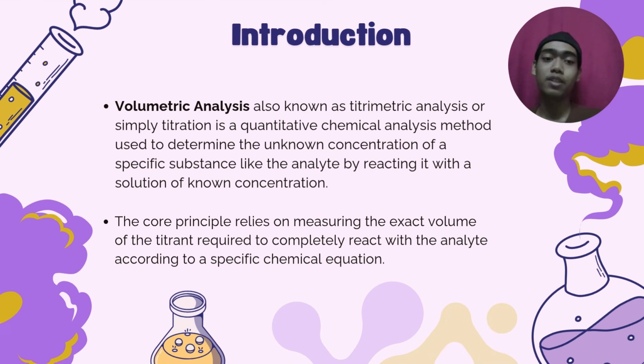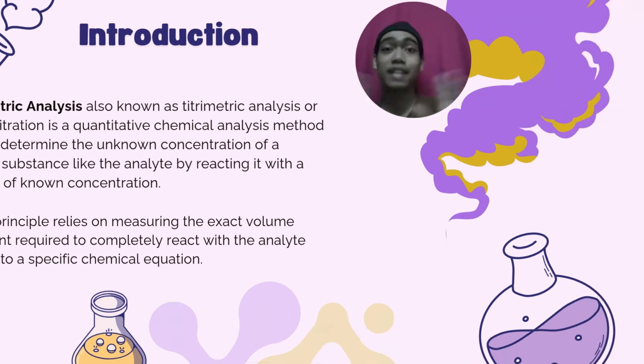Hi, I'm Afi. In this video, we will explain volumetric analysis. For the introduction, volumetric analysis, also known as titrimetric analysis or simply titration, is a quantitative chemical analysis method used to determine the unknown concentration of a specific substance by reacting it with a solution of known concentration. The core principle relies on measuring the exact volume of the titrant required to completely react with the analyte according to a specific chemical equation. Now, I will pass to Zafir for the next slide.